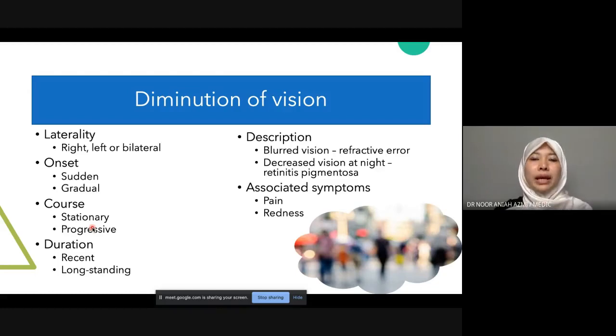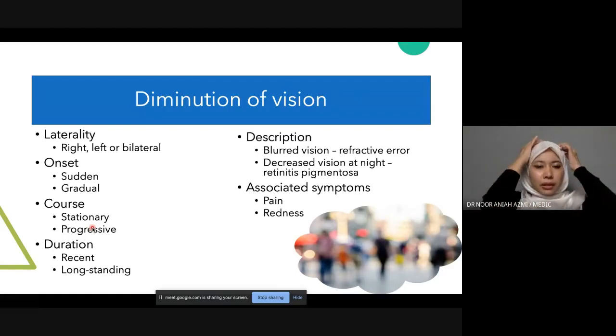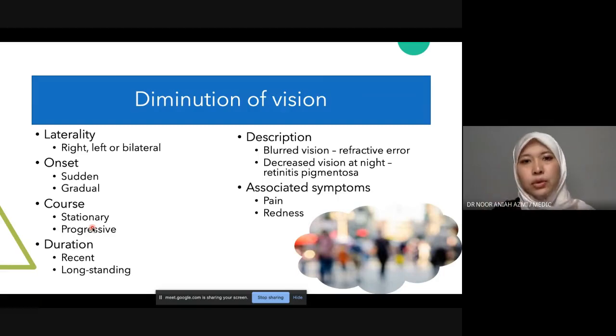And also, I will really appreciate it if my students ask a little bit extra by asking the patient, what is it that you mean by diminution of vision? You'll be surprised with the answers that the patients will tell you. Some will say blurry, some will say it is patches. All of this is very important, because sometimes patients do not know how to describe what they see. So when you probe further, it's important.